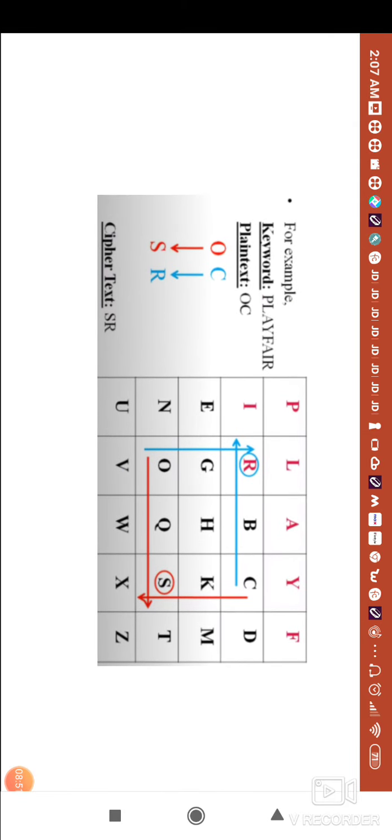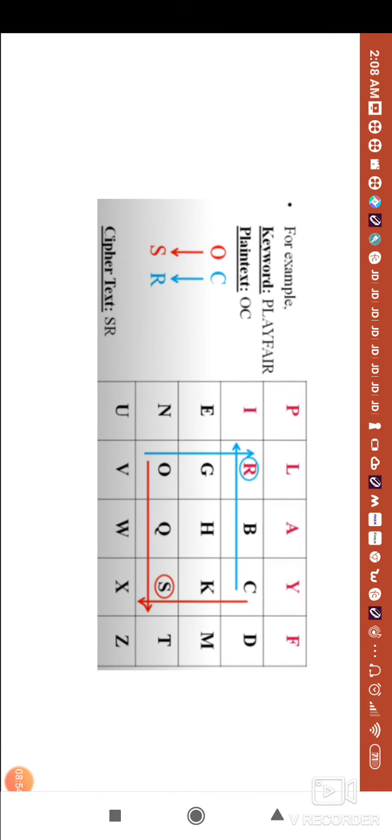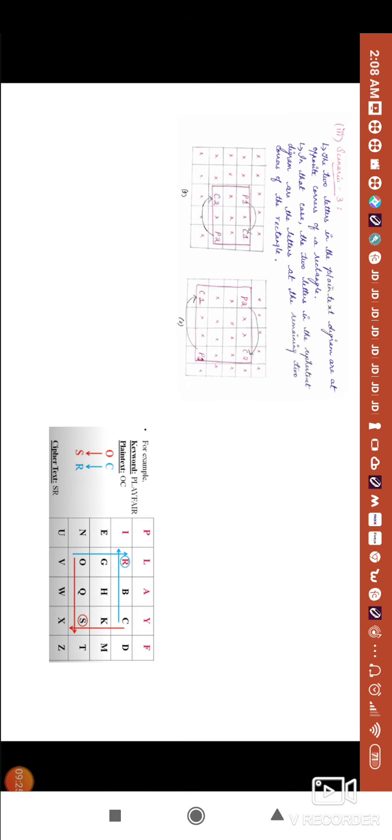In this example, we are encrypting the letters O and C. O and C are not in the same row and not in the same column. So you join the letters O and C by a rectangle. They lie in one corner of the rectangle. See the other corners of the rectangle, we have the letters R and S. So O is replaced by S and C is replaced by R. So this is how encryption is done in a Playfair cipher.